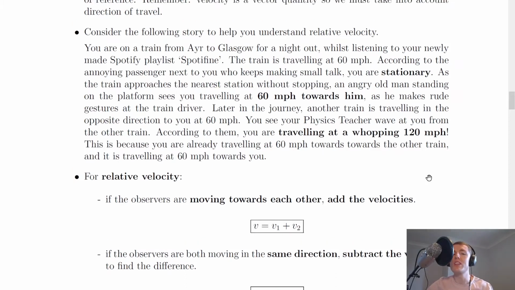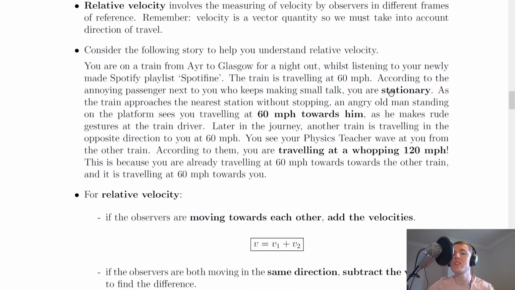So we've got three different scenarios here. We've got the person next to you on the train, who sees that you are stationary from their frame of reference. We've got an observer who is not on your moving train, and he is stationary on the platform, so he sees you travel at 60 miles per hour towards him because you are on that train which is travelling at 60 miles per hour.